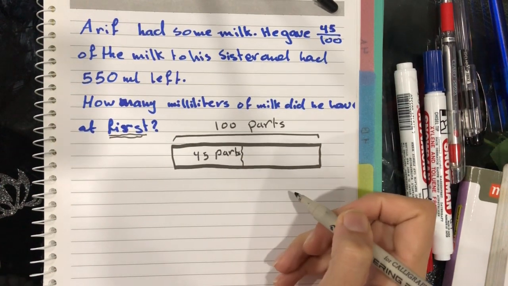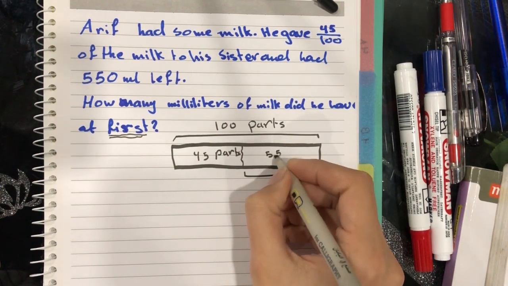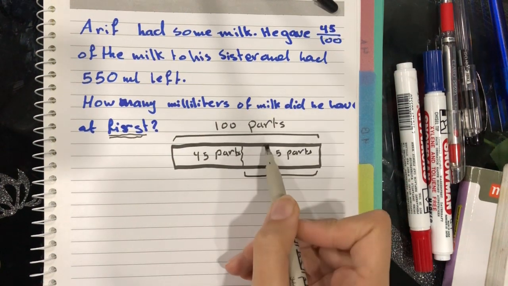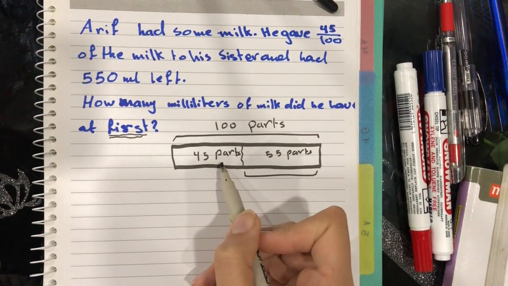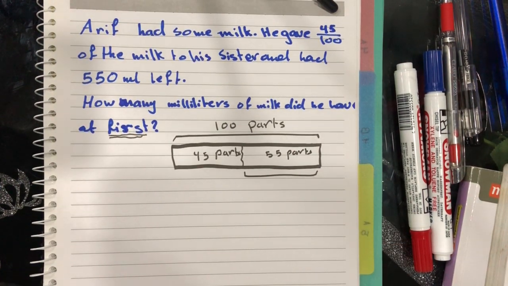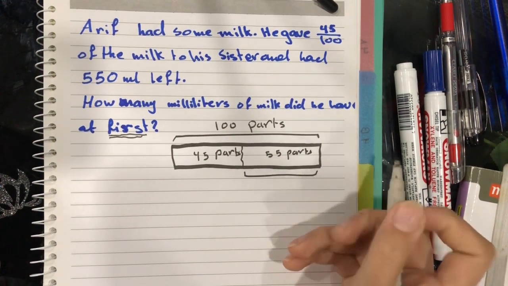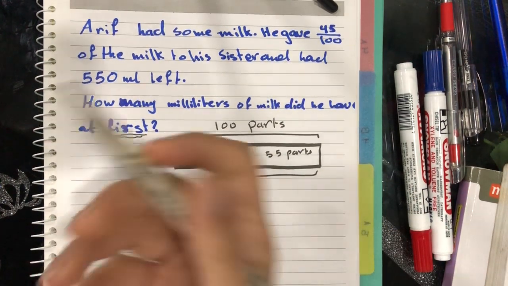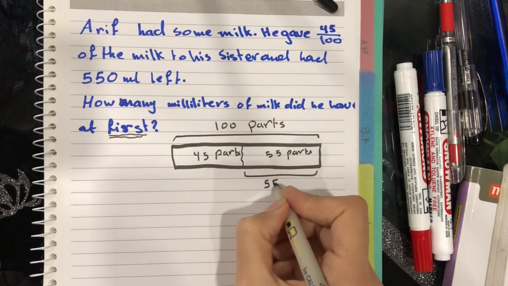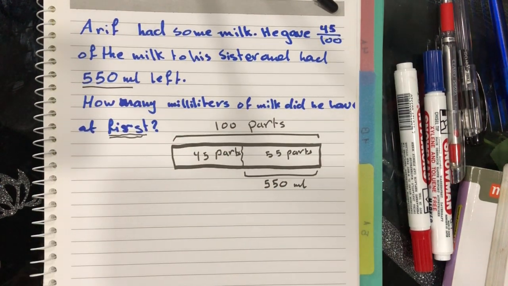So how much did he have left? He had 55 parts for himself. Because I have 100 parts total, if he gave his sister 45, 100 minus 45, he will have 55 left. Now, this amount, which is 55 parts, equals 550 milliliters of milk, the amount that he had left.